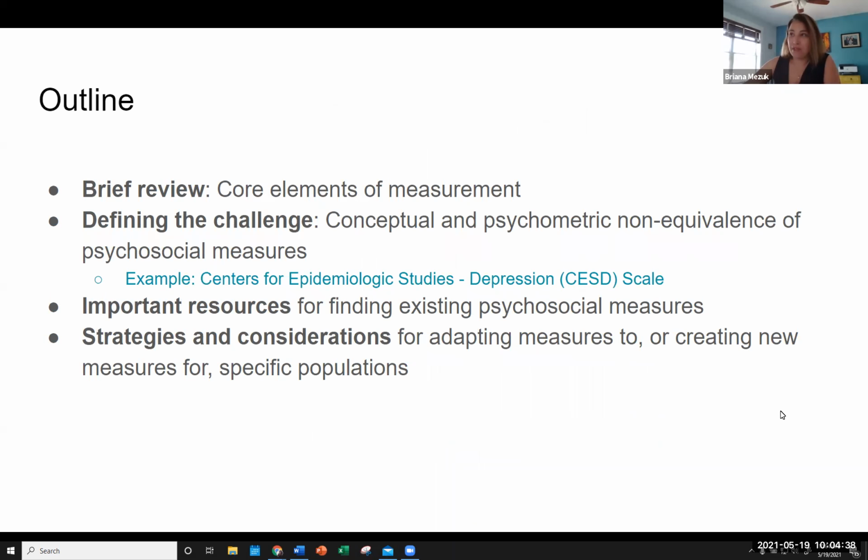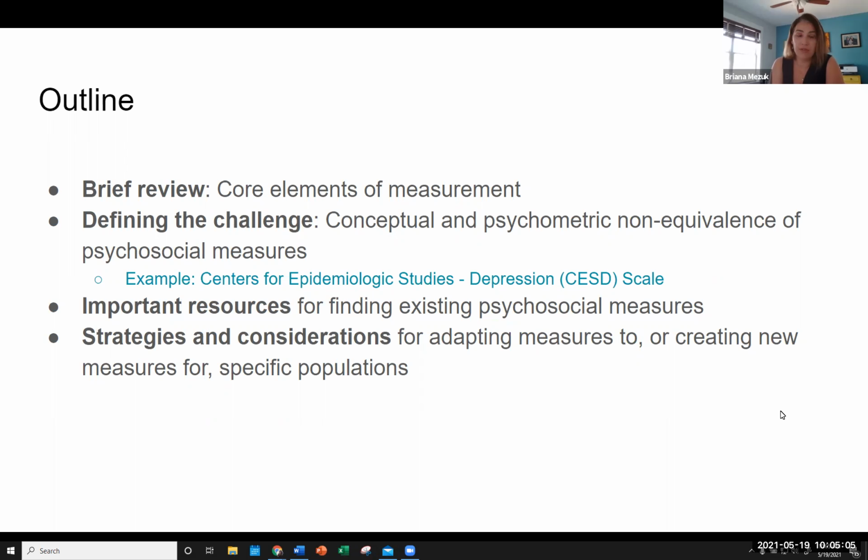So today I'm going to just very briefly talk about the core elements of measurement. I'll direct you to some additional resources if anything I say today sounds new, so it's a way for you to reorient and brush up on those concepts. We'll talk about the challenge, what is the main issue that we need to address, particularly when we're talking about psychosocial measurement in diverse populations.